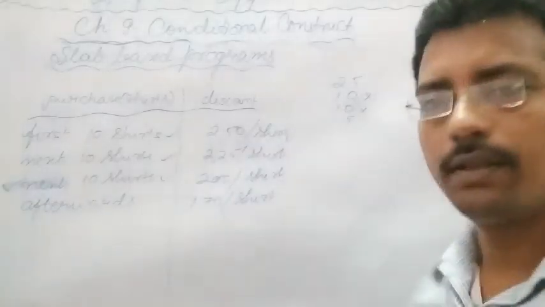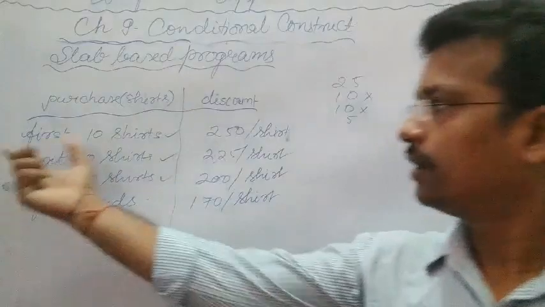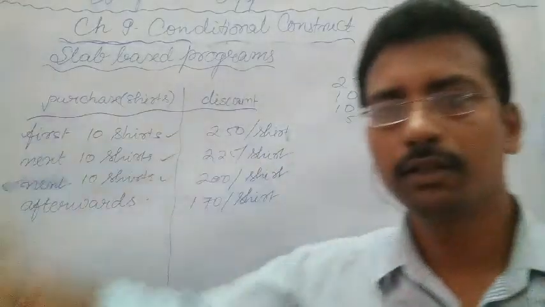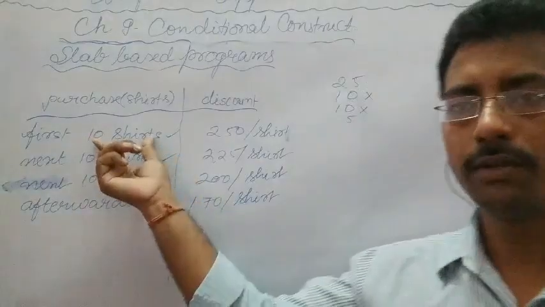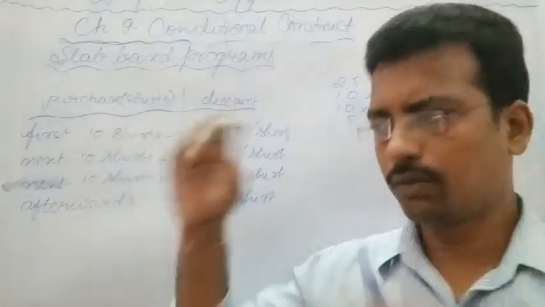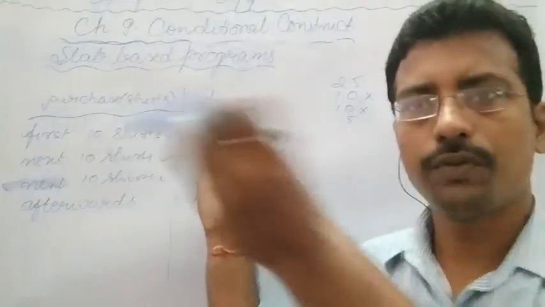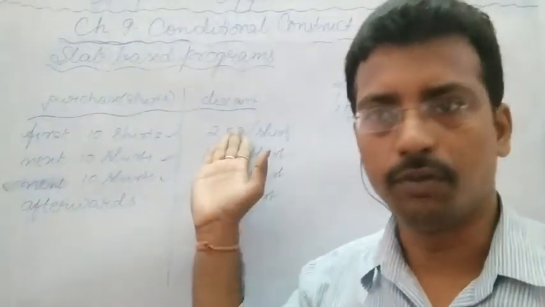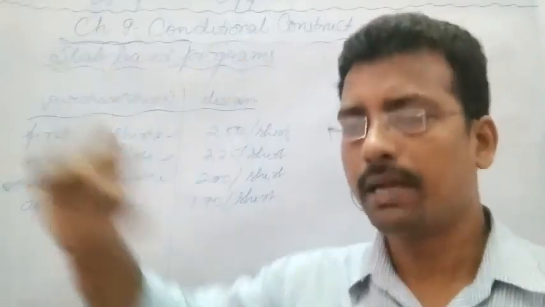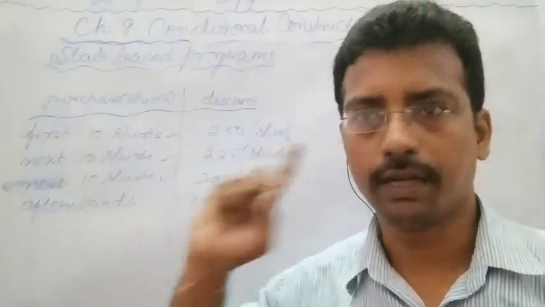Now try to understand this program. This program is saying someone has gone to a shop and the shopkeeper has a very good criteria for selling the shirt: if someone has purchased 10 shirts, starting 10 means only 10 shirts, he will get each shirt at 250 rupees. Means total how much does he have to pay? 10 multiplied by 250, so it will be 2500.